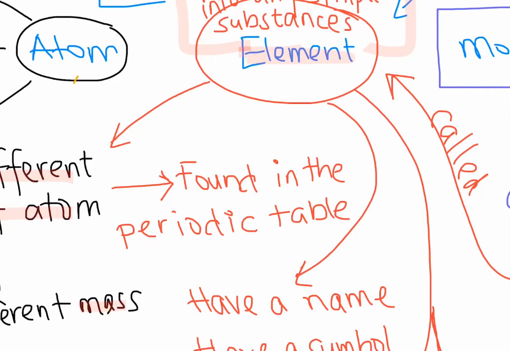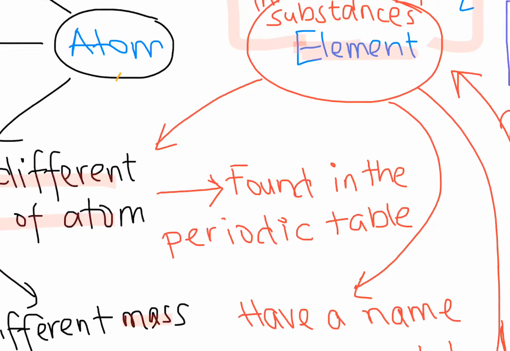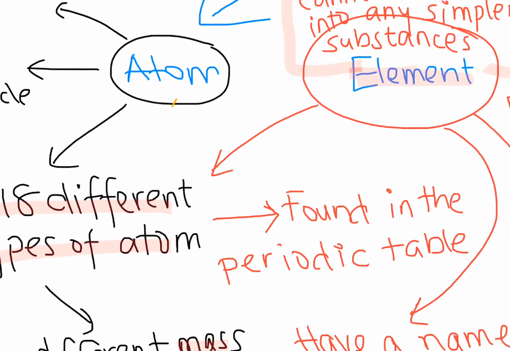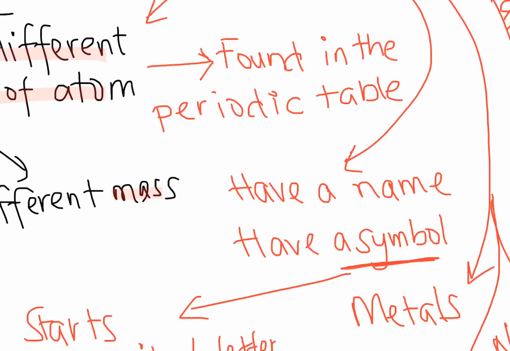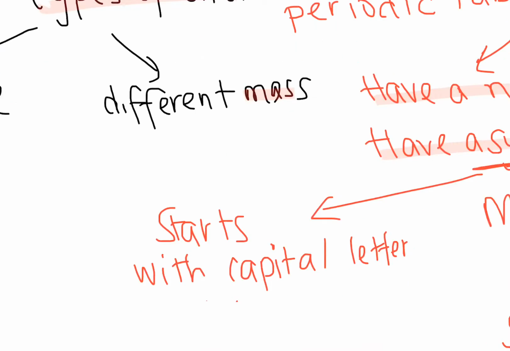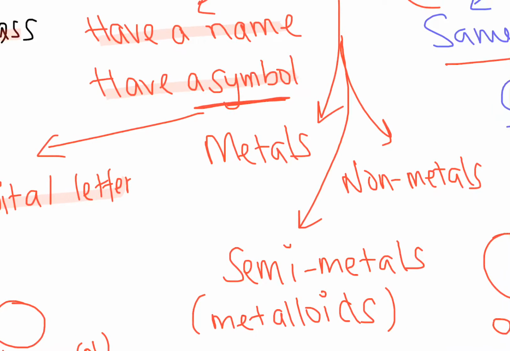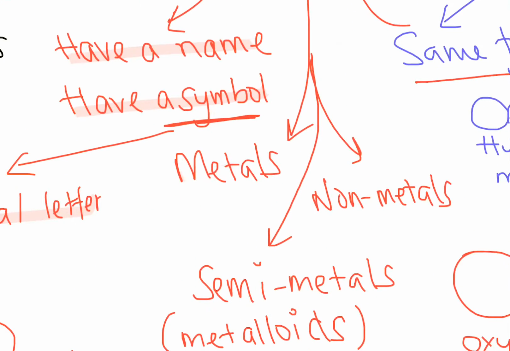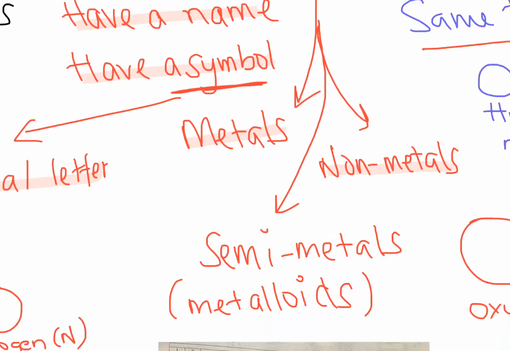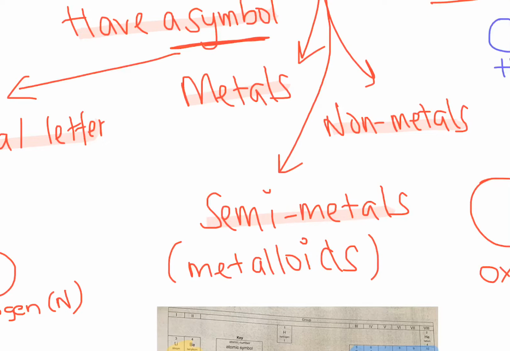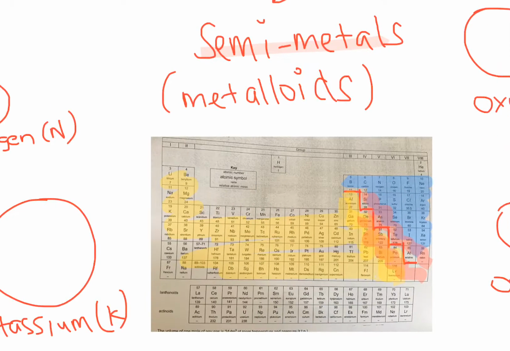And all the elements, they are found in the periodic table, and there is 118 different types of elements, and each one has a name and each one has a symbol, and the symbol should always start with a capital letter. If there is two letters, the first one will be capital, the second one will be a small letter. Then we have elements that can be metals, elements can be non-metals, or they can be semi-metals or metalloids. So all the elements can be found in the periodic table.